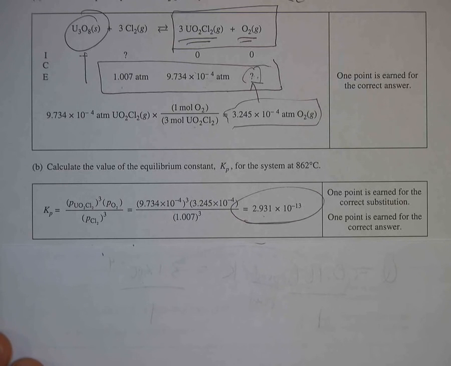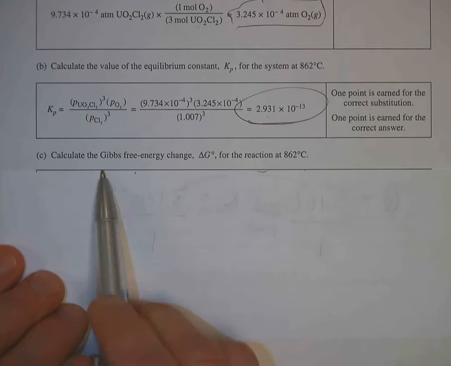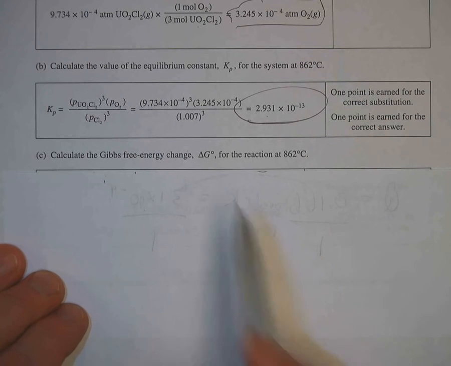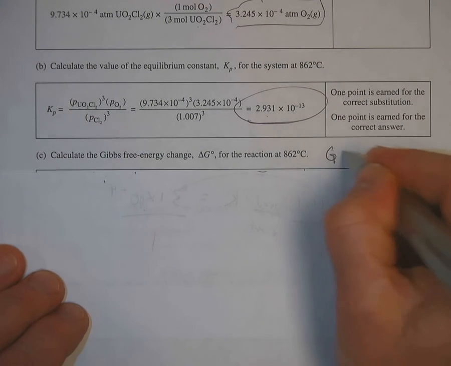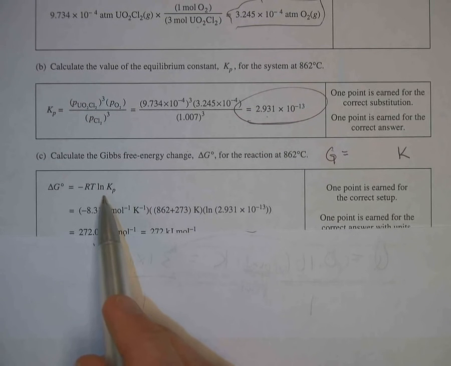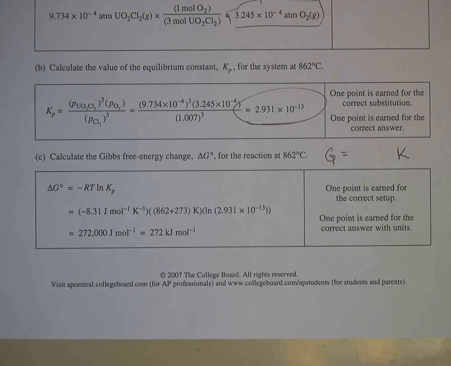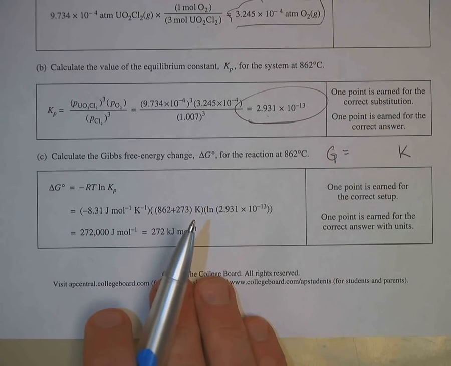Then they go on and they combine some things from another chapter. Here's a flash to chapter 19. Calculate the Gibbs free energy. What equation takes G and relates it to K? Well, right here, negative RT natural log of K. Plug and chug, and you end up with 272 kilojoules per mole.